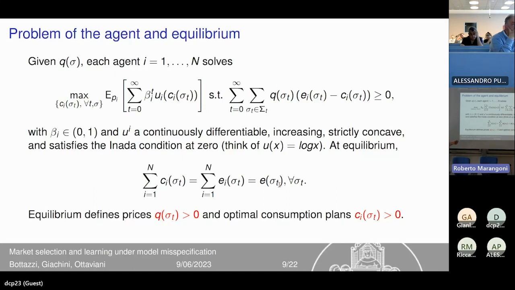There are n agents, and then we have a market clearing condition, which is essentially a physical good market clearing condition. That means the aggregate consumption of the agents must be equal to the aggregate endowment. You cannot consume something that does not exist. If we take all these equations and maximizations together, what we are going to get at the end is a price at each date, and an optimal consumption level, strictly positive at each date.